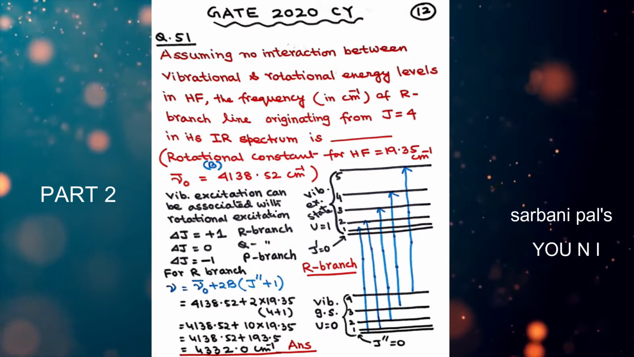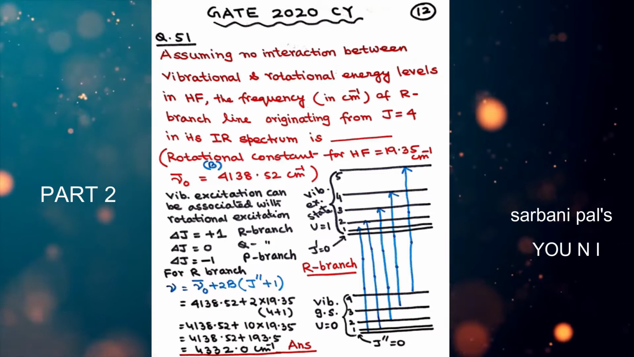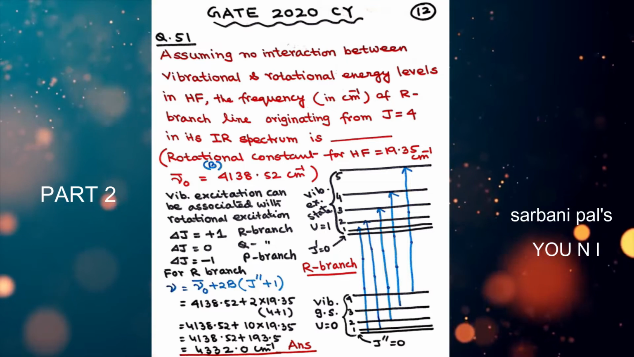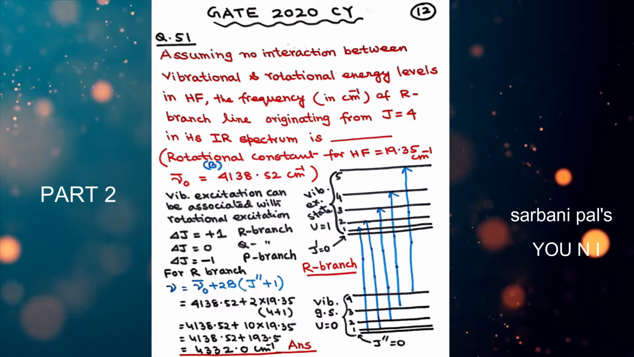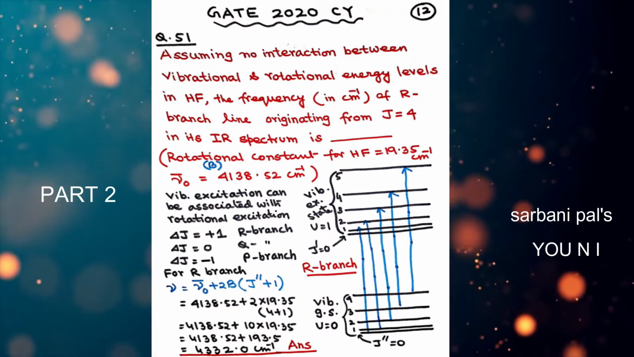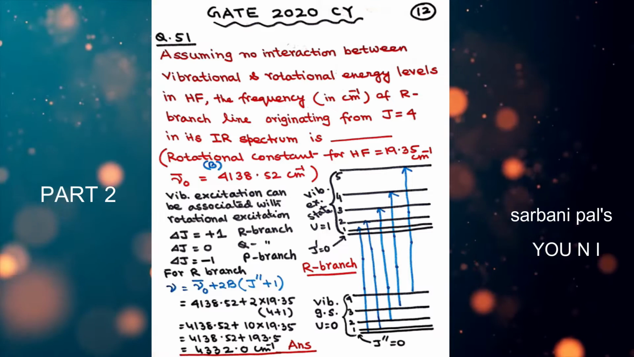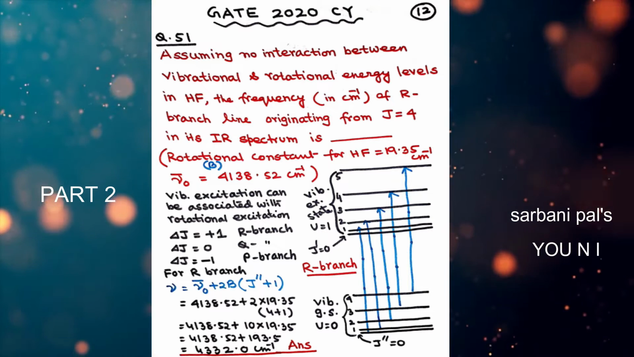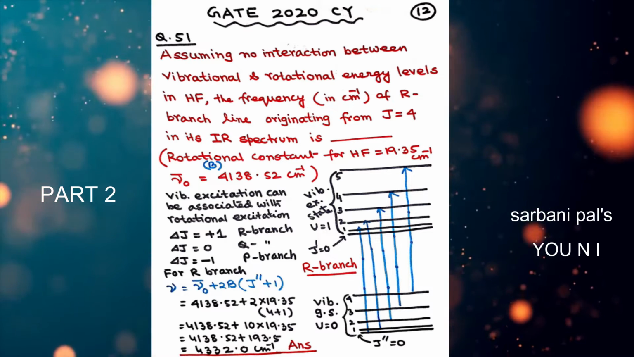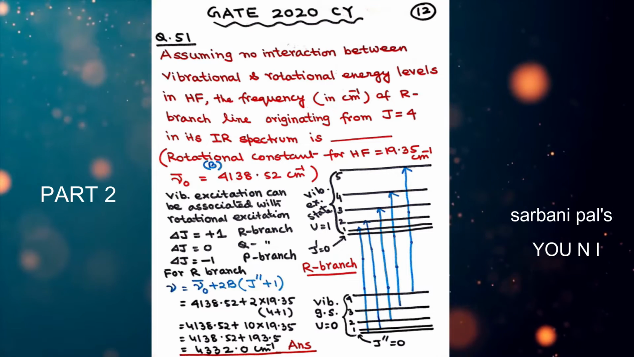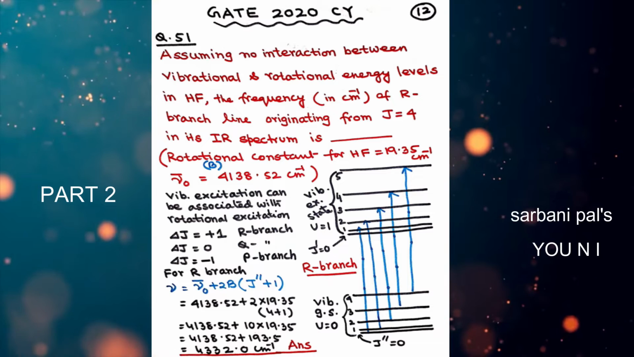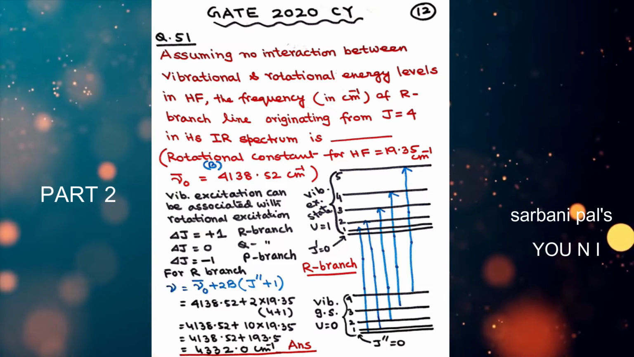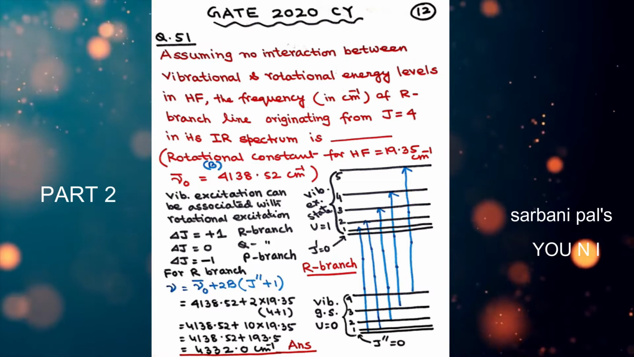Now, if the delta J is equal to plus 1, delta J means difference in the rotational quantum number from ground state to the excited state. If it is plus 1, then that will give rise to the R branch. Means for V is equal to 0 to 1 transition, if the change in the rotational quantum number is 0 to 1, other is 1 to 2, other is 2 to 3 or 3 to 4 or 4 to 5, etc., means delta J is equal to plus 1, that will give rise to the R branch.